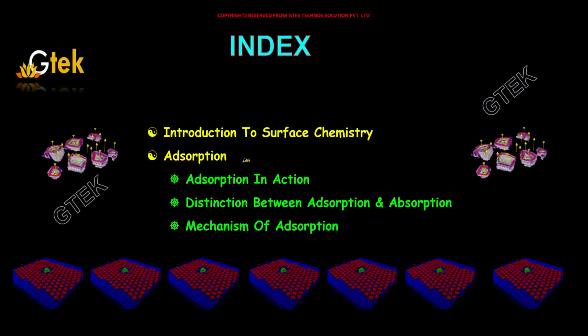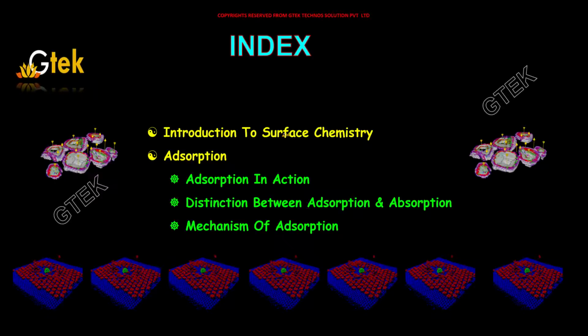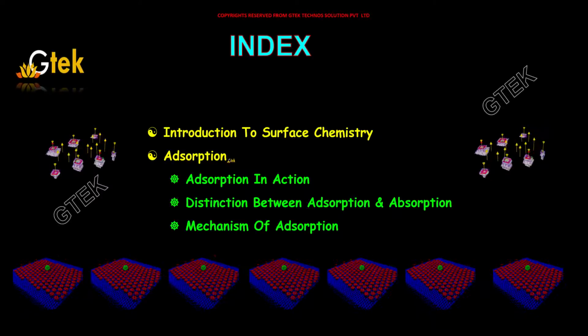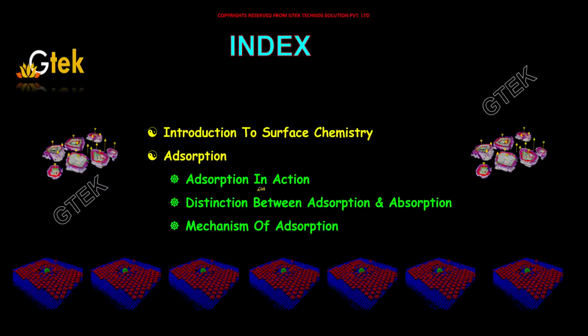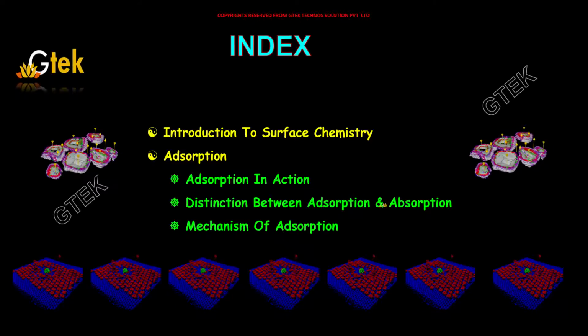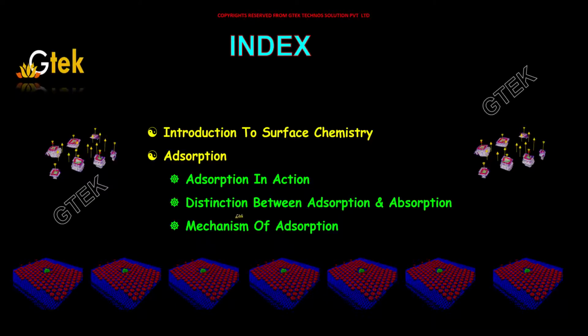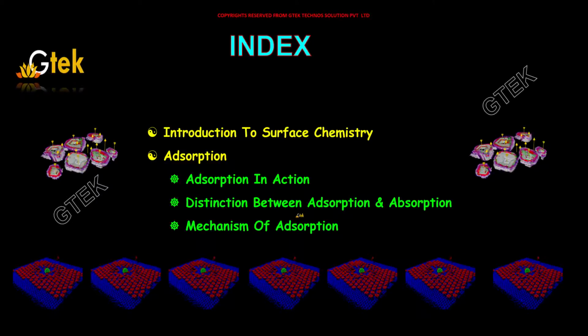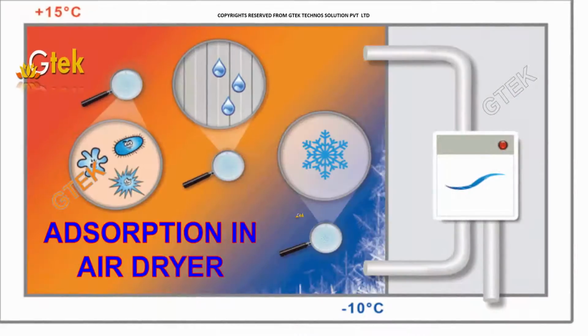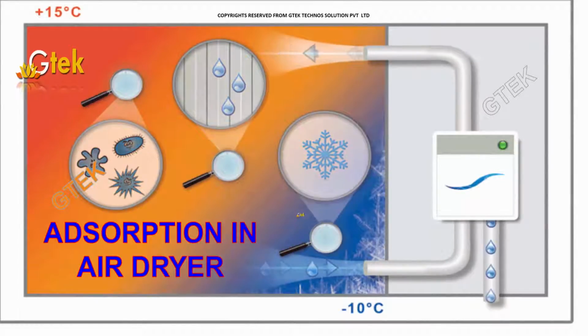Here is the index. I am going to talk about the introduction to surface chemistry. Under that, the adsorption in action, the distinction between adsorption and absorption, and finally the mechanism of adsorption. So here is a 3D and 2D of how the adsorption in air dryers works.